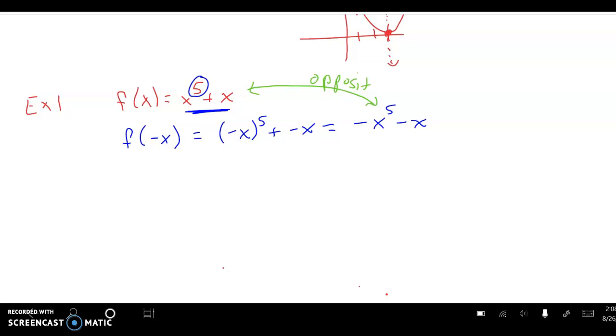Well, if you look at your definition of an odd function, that's true, because for f of x, when you take a negative and plug it in, you get the opposite of it. And that's what that definition needs. Let's try another example.